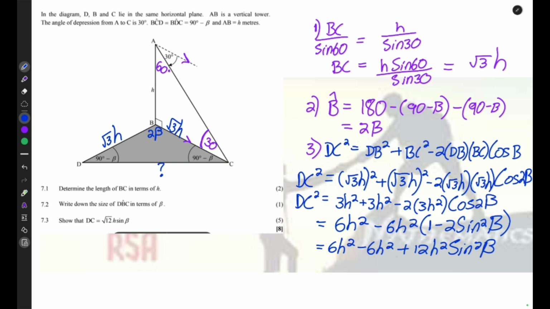So the 6h's cancel out. And then, because this was DC squared, I can now just say this is the square root of 12h squared sine squared beta. And everything that is squared in the root can go outside. And then I am left with their answer. So root 12h sine beta.